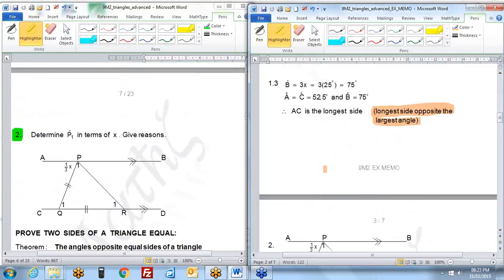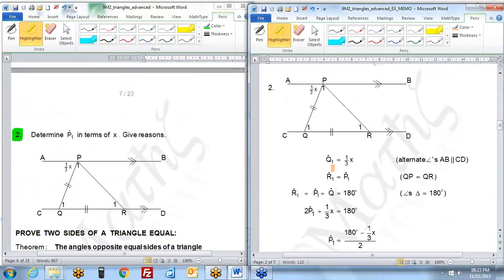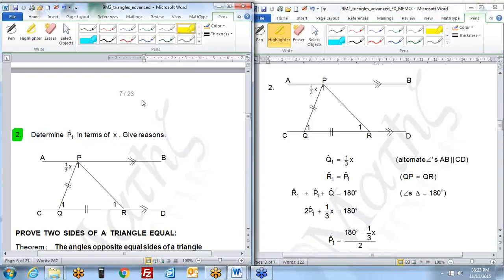And then number 2, determine angle P1 in terms of x. Sometimes it happens that we have a problem, like now, when the color doesn't want to stay on the paper. Right, angle P1 in terms of x, and you need to give reasons.